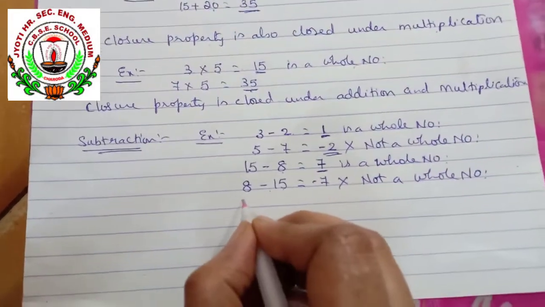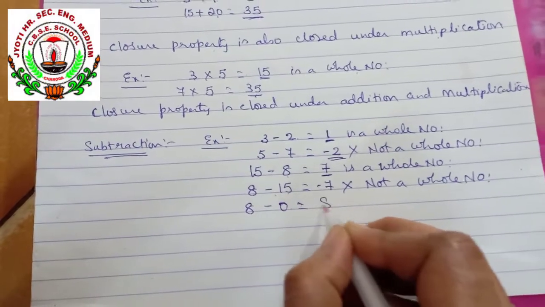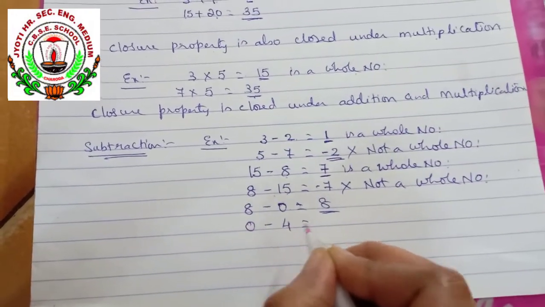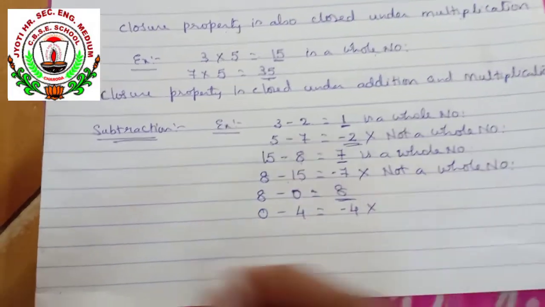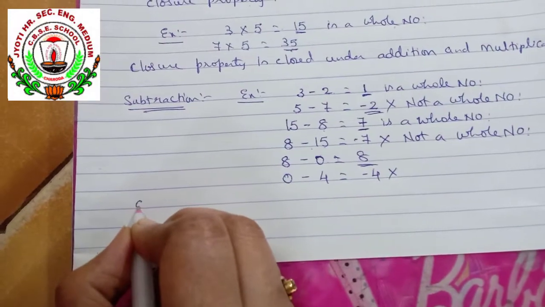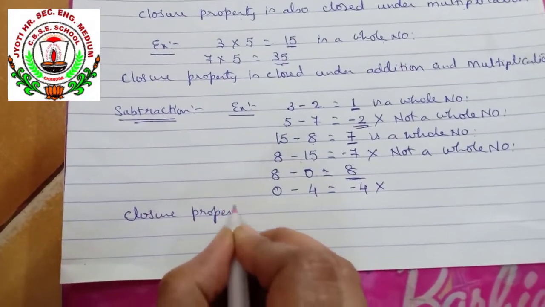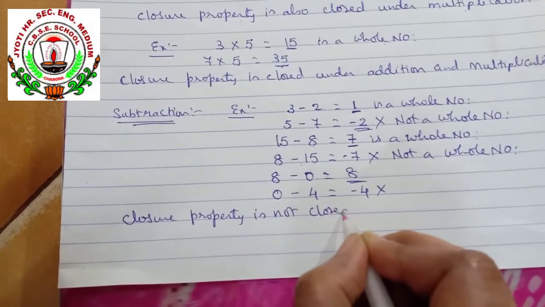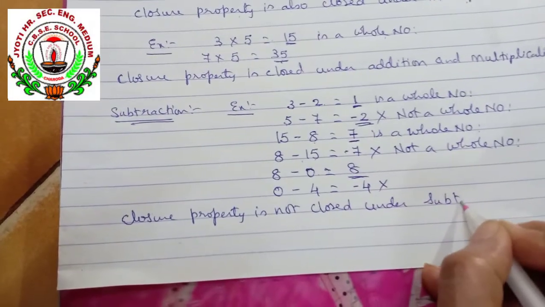When I write 8 minus 0, 8 minus 0 is 8. This is a whole number. When I write 0 minus 4, it is minus 4. This is not a whole number. So, closure property is not closed under subtraction.